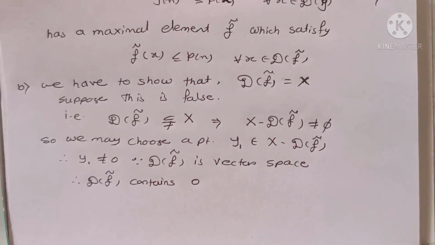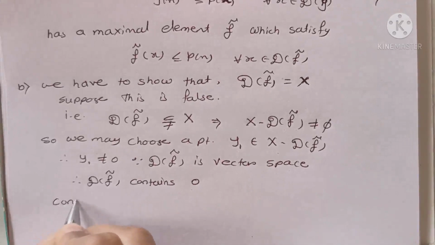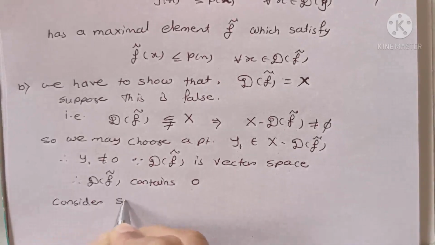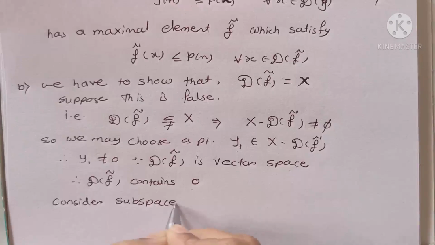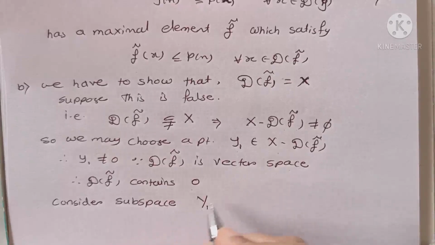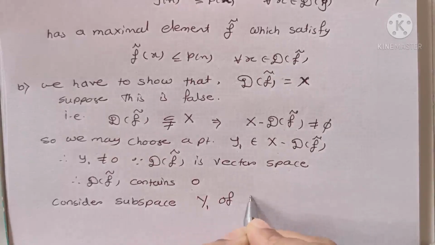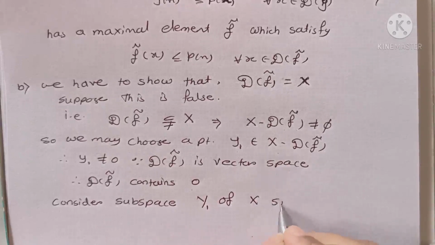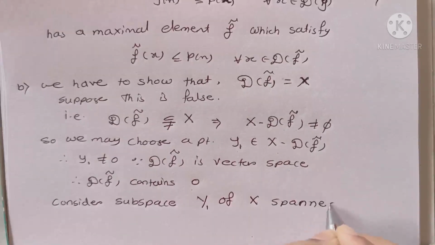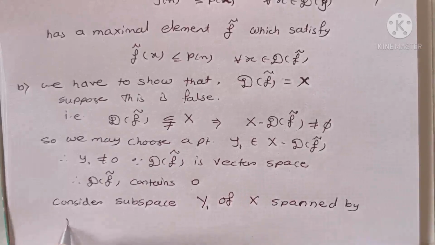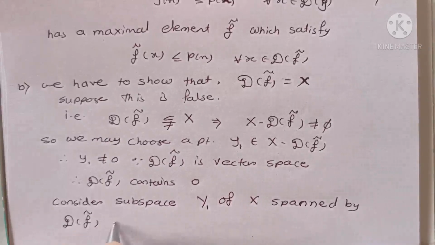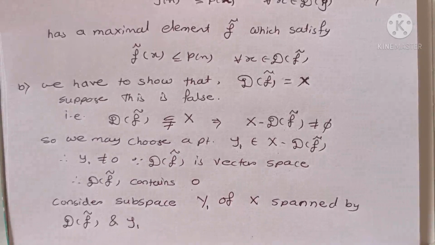Now we consider a subspace. We give it the name Y1, and it is a subspace of the vector space capital X, which is spanned by the domain of f tilde and the point y1. That means every element of Y1 is written as a linear combination of the elements of the domain of f tilde and the point y1.